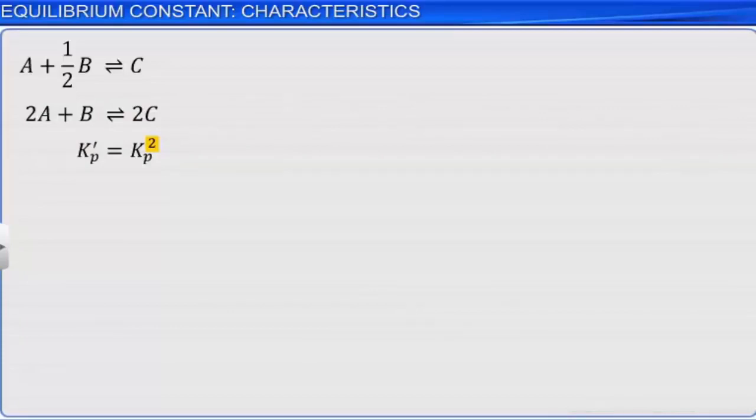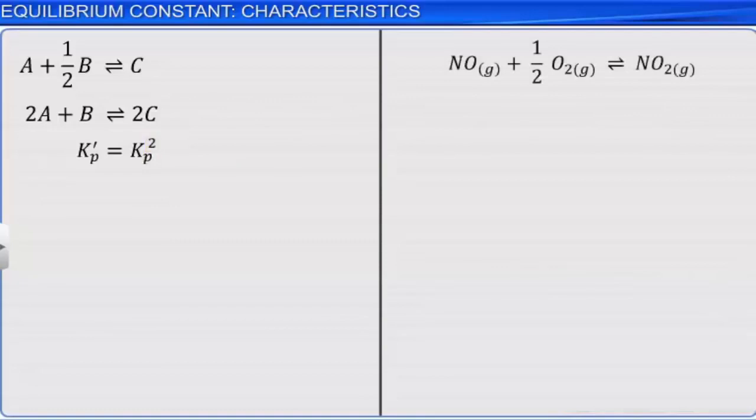For example, the reaction of nitric oxide and oxygen to form nitrogen dioxide may be written in 2 equivalent ways. The first way of writing it is 1 mole of gaseous nitric oxide and half a mole of gaseous oxygen combining reversibly to form 1 mole of gaseous nitrogen dioxide. The second way of writing it is 2 moles of gaseous nitric oxide and 1 mole of gaseous oxygen combining reversibly to form 2 moles of gaseous nitrogen dioxide.